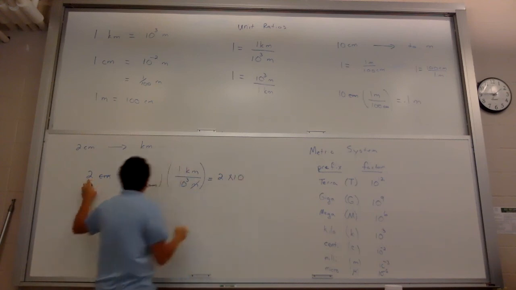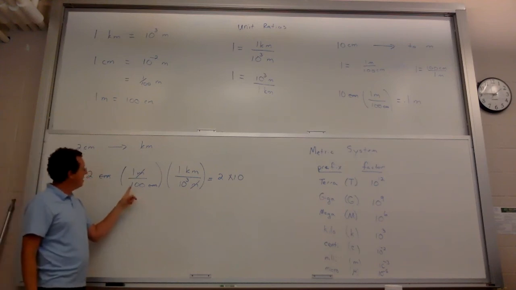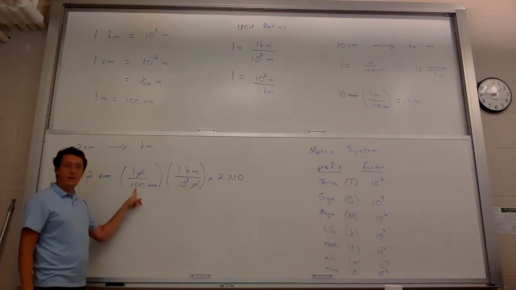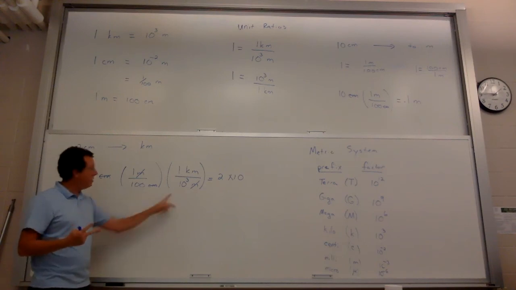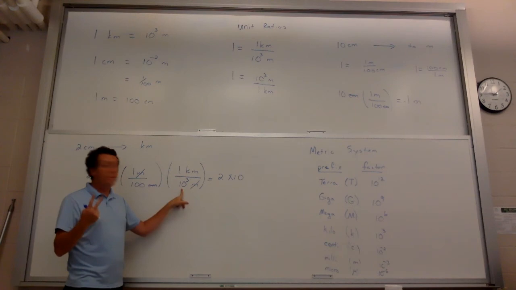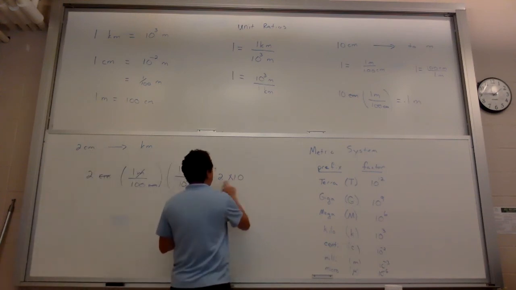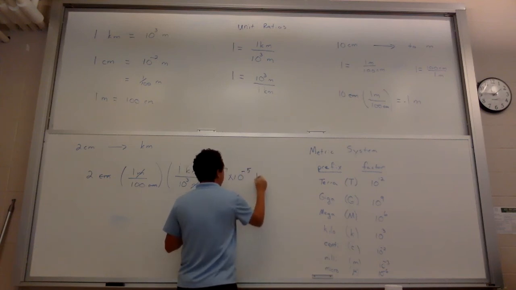times 10. Now I'm going to use scientific notation because it makes it easier to keep track of these things. Dividing by 100 is like 10 to the negative 2. Dividing by 1,000 is like 10 to the negative 3. I'm going to multiply them, so the exponents add. So that's like 2 times 10 to the negative kilometers.